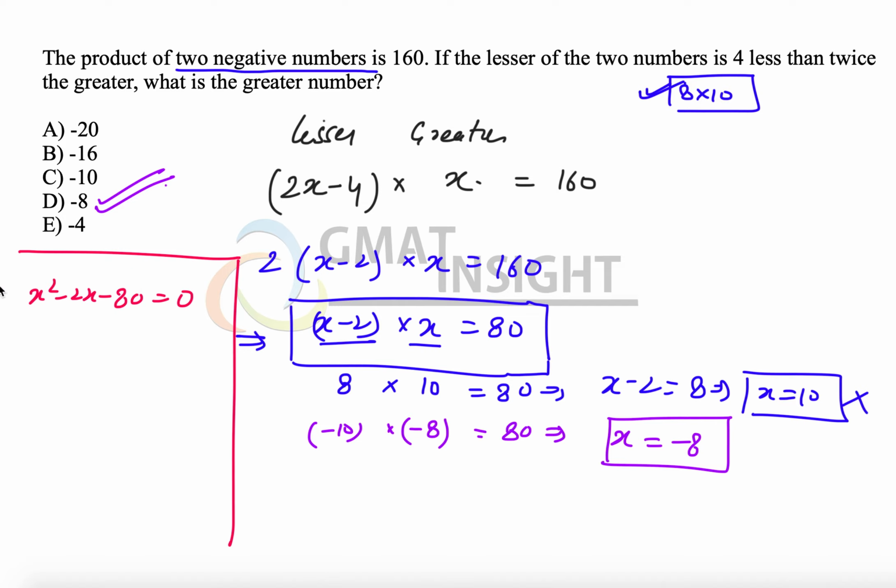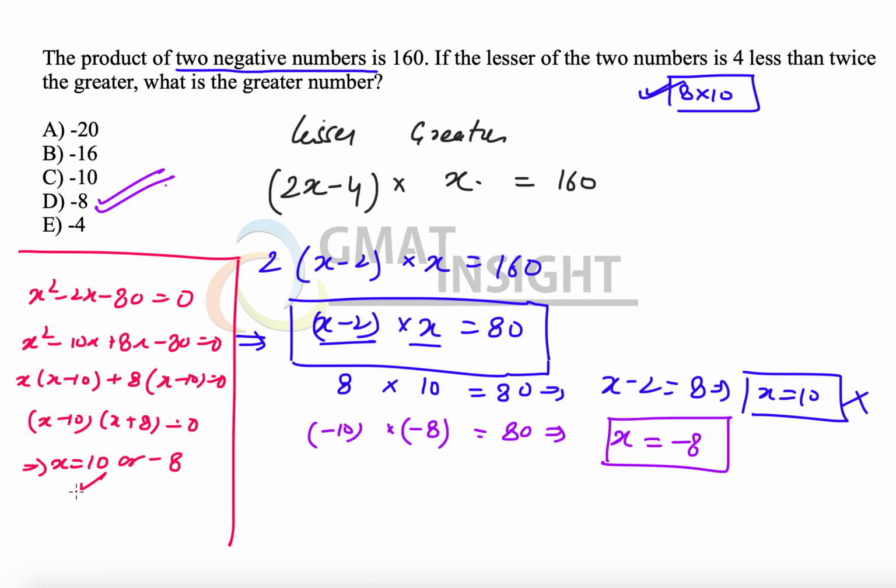So 80 multiplied by 1 needs to be broken up into two parts whose sum or difference is 2. So we can say 10 into 8, so x squared minus 10x plus 8x minus 80 is equal to 0. Taking x common, x minus 10, plus 8 taken common, x minus 10 is equal to 0. So we get (x minus 10) multiplied by (x plus 8) is equal to 0. That gives us x is either 10 or minus 8.